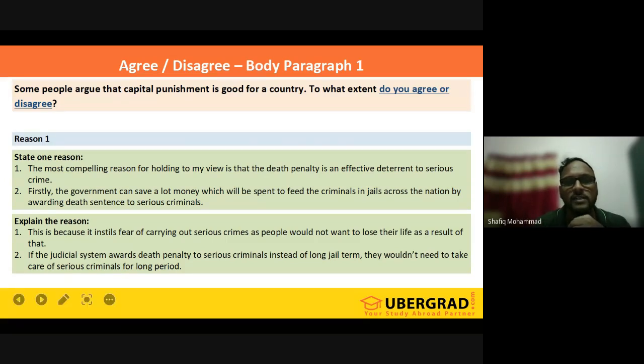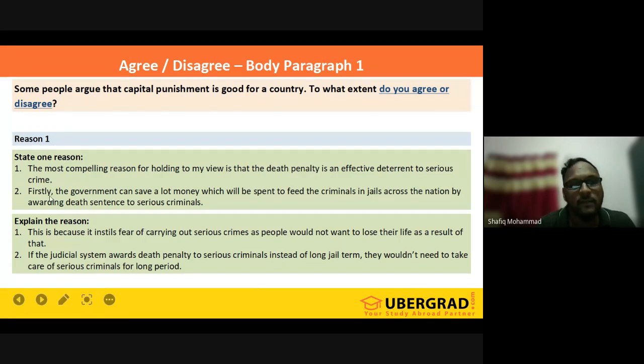That's what he's saying: it instills fear of carrying out serious crime. No one would try to do any criminal activity or any unauthorized things, isn't it? Obviously every criminal act is different, but the brutal ones, they will definitely not do it if they know that someone might get a death penalty. Obviously, the brutal crimes would not go up. Okay, so they would not lose their life as a result of that.